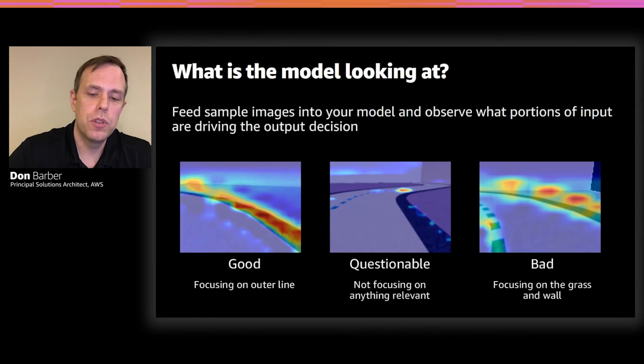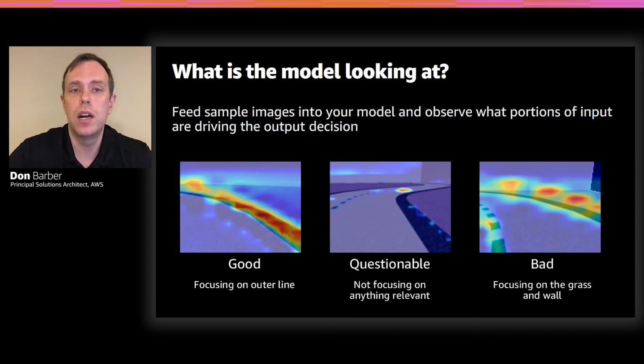And finally, we come to one of the most useful parts of the notebook, in my opinion. The notebook has over 900 sample images that you could feed into your neural network and see exactly what decision that neural network would make in that situation, and also what it's looking at to make that decision. So a couple examples here we could see on the left. This is a great example right here. So there's an outer line to the left, and it's focused right on it.